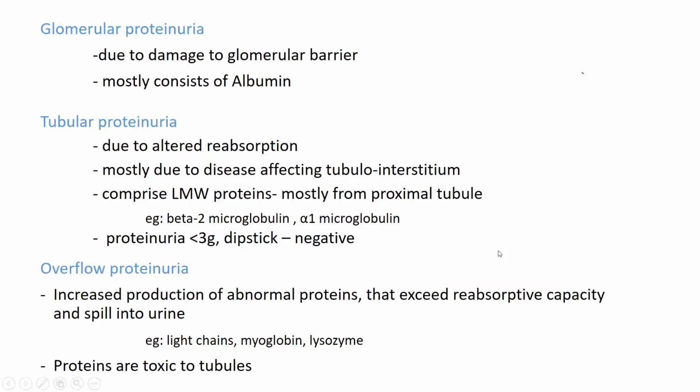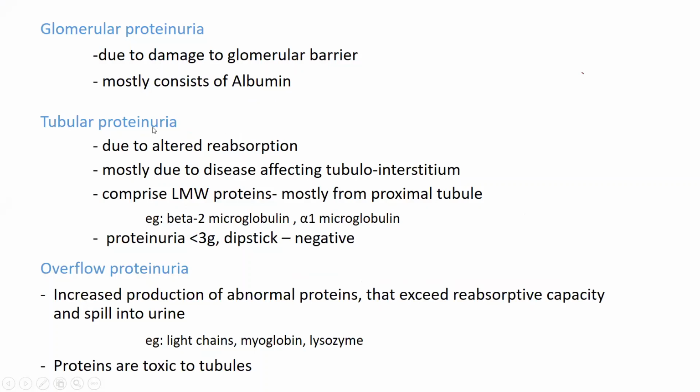So this is again to show those. When you talk about glomerular proteinuria, any damage to the glomerular barrier will cause proteinuria. So for example, in nephrotic syndrome, where your podocytes and the glomerular basement membranes are damaged, you can get proteinuria. And most of the time, albumin is one of the predominant proteins that gets leaked.